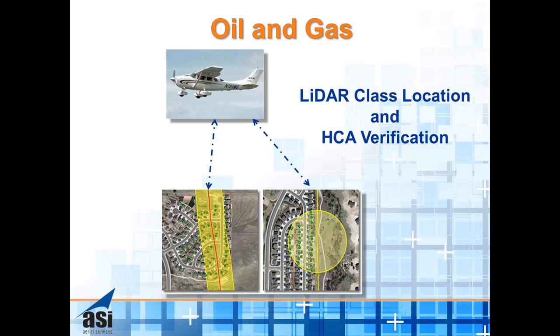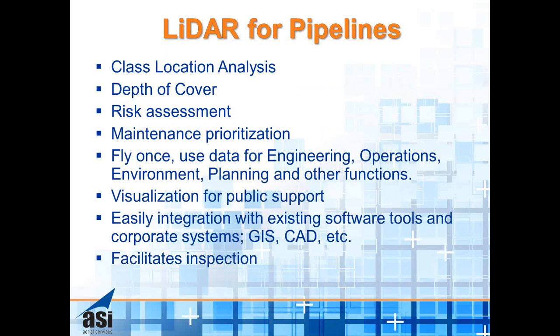So by being able to fly over and collect the surface model, we've also got partners that can do the depth of cover analysis and the pipe location, so we're able to mark that and georeference it. We can do, either with LiDAR or our partners that we've assembled, the class location analysis, the depth of cover, a risk assessment. We can do a maintenance prioritization.